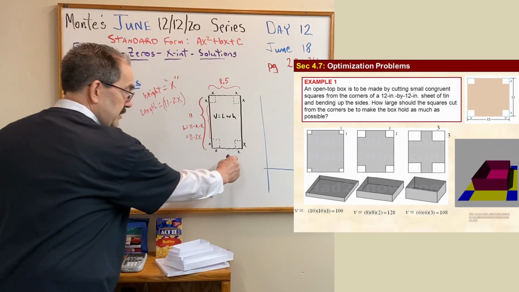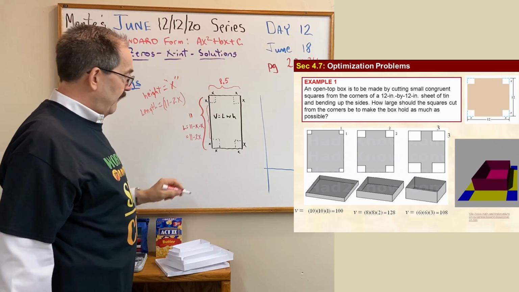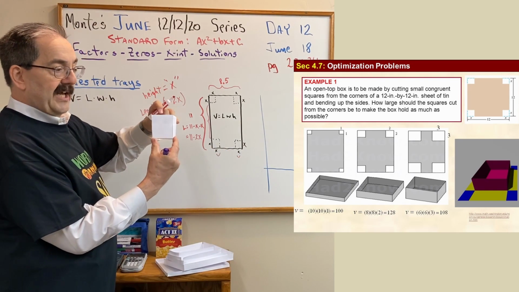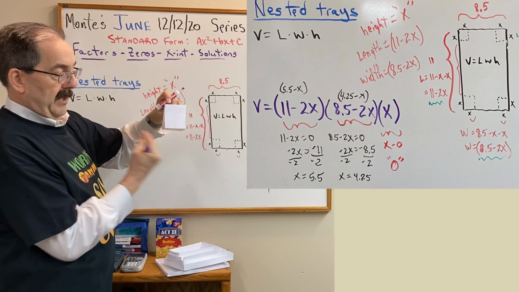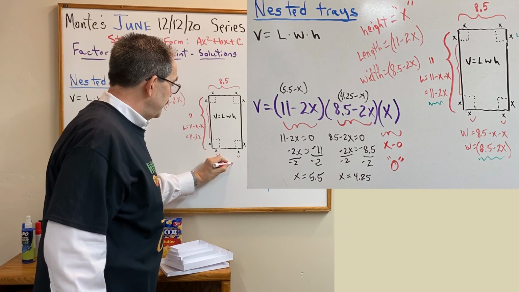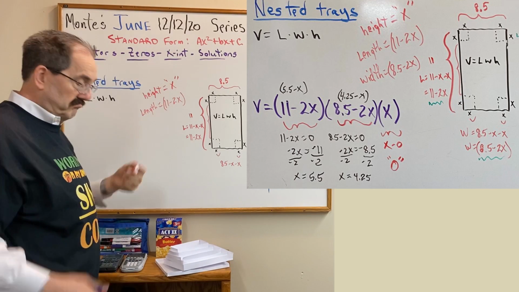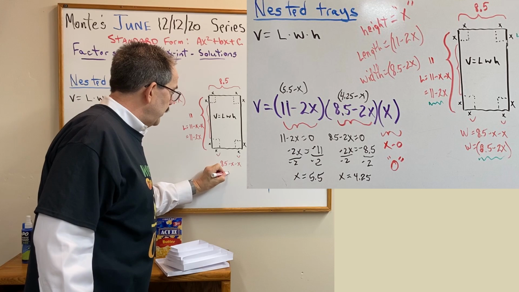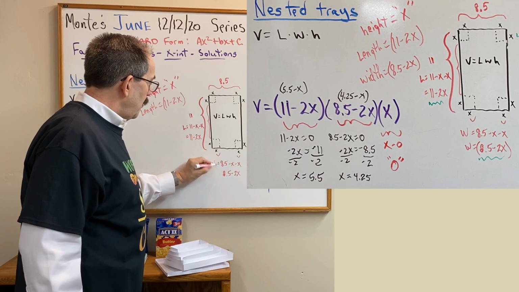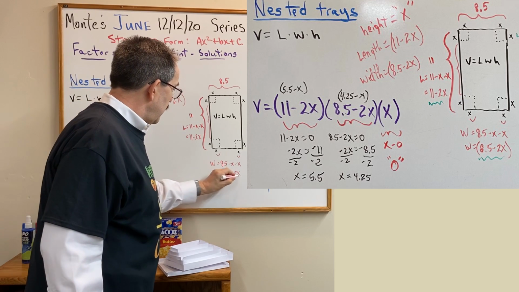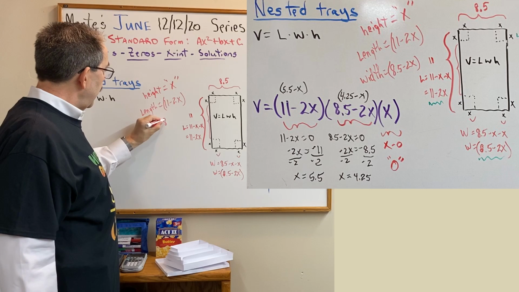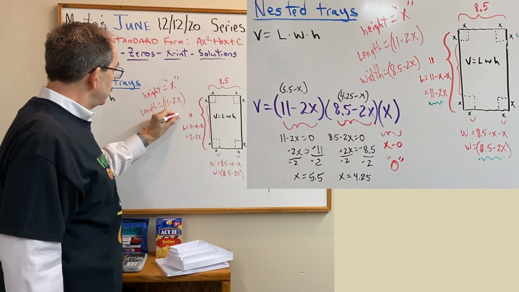Well, that leaves the W, 8.5. But we cut off an X, we cut off an X. So this was 8.5, but we lost some and we lost some. So 8.5 minus X minus X. Combine like terms. Remember we did that a couple weeks ago? So this is the width. So the width equals 8.5 minus 2x.